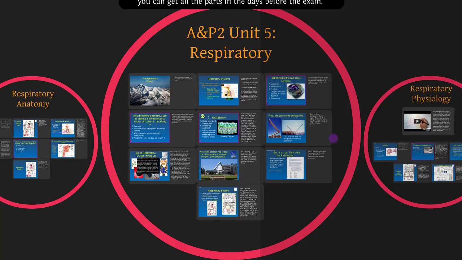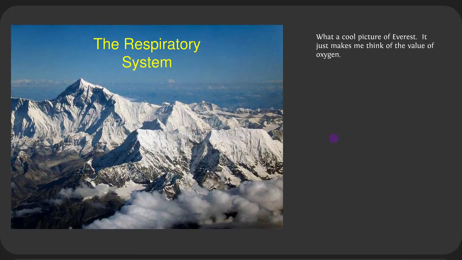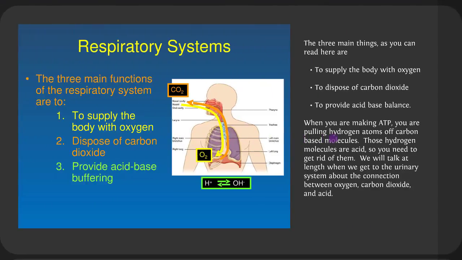Just some introductory slides. What a cool picture of Everest. It just really makes me think of the value of oxygen because there's not enough oxygen on Everest. The three main functions of the respiratory system are to supply the body with oxygen, to dispose of carbon dioxide, and to provide acid-base balance. We're going to come back to acid-base balance with the urinary system. I don't know if I've mentioned it yet, but the urinary system is the most difficult system in AP2.